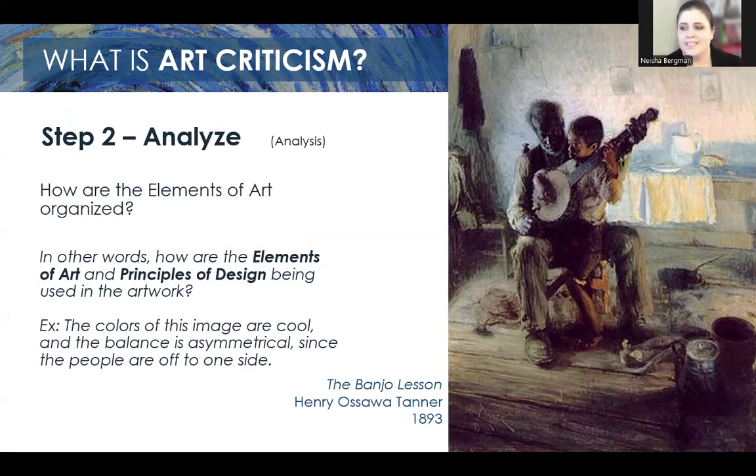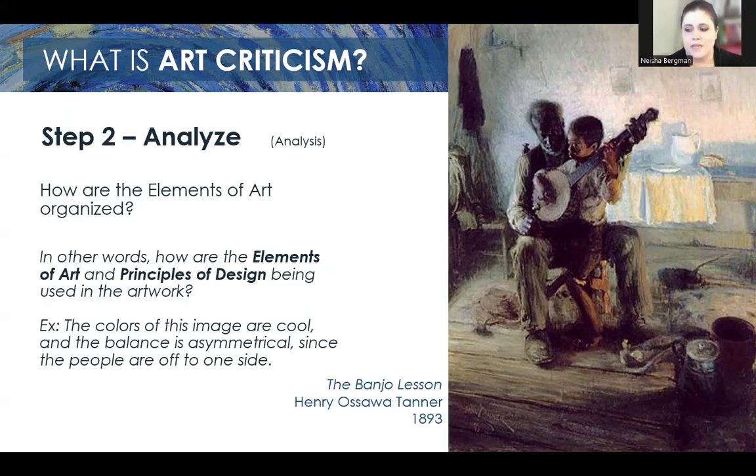Step 2 is analyze. So we are going to break this down a little bit further. When we get more into the elements of art, I'm going to have you focus on those components specifically. How are the elements of art and principles of design organized in the image? So I already spoke to that a little bit. There seems to have been a choice to use blues and yellows in the background of the image. There seems to be darker values applied to the elements that are in the foreground. Okay, the colors of this image are all cool.